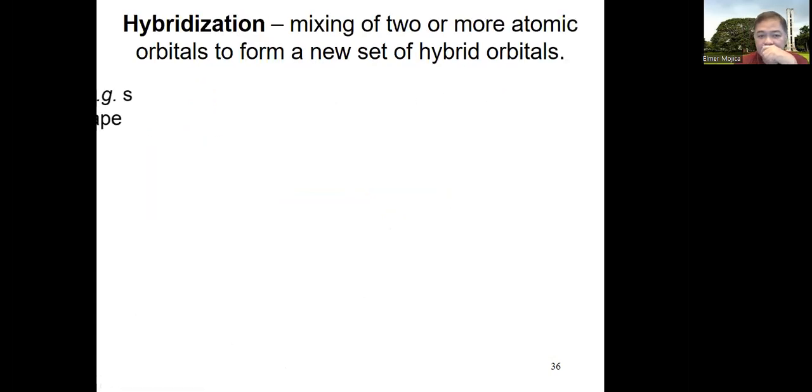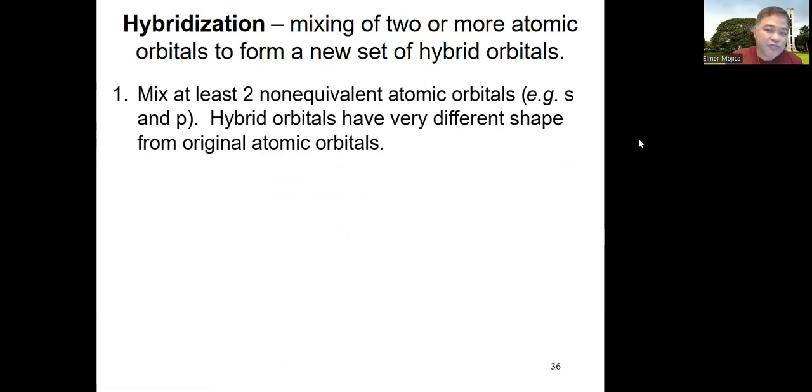Whenever we have hybridization, what we have here is the mixing of two or more atomic orbitals to form a new set of orbitals. You mix at least two non-equivalent atomic orbitals, like an s and a p orbital, or even a d orbital. So you form hybrid orbitals that have a very different shape from the original atomic orbitals. Usually it's a combination of the orbitals that you mix.